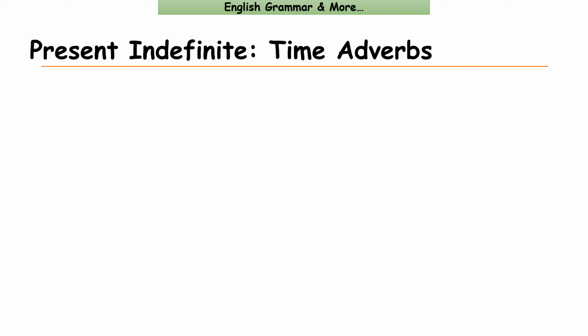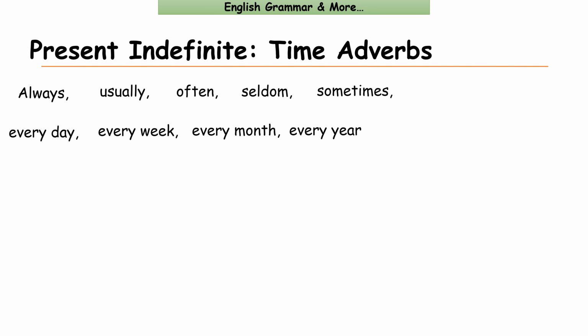Now let's see what are the main time adverbs used for present indefinite tense form. The time adverbs used for this tense form are always, usually, often, seldom, sometimes, every day, every week, every month, every year.